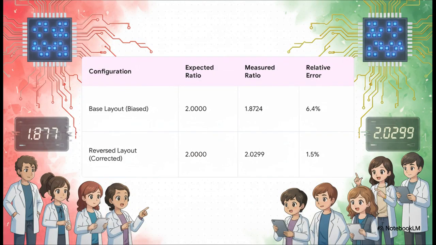The first run was off. It came back at 1.87, which is a 6.4% error. Kind of disappointing. But instead of giving up, they dug deeper. They realized the specific physical layout of the qubits on the chip was creating a bias. So they cleverly reversed the layout to cancel it out and ran the test again. The result? 2.0299, just 1.5% off the target. The prediction held up. It was there all along.